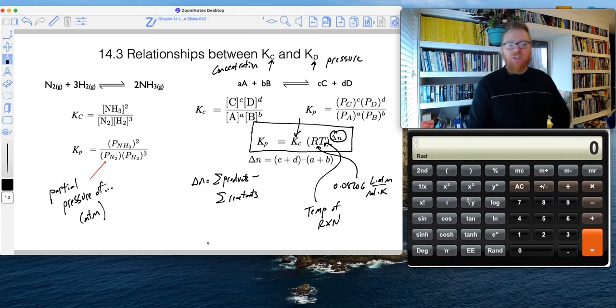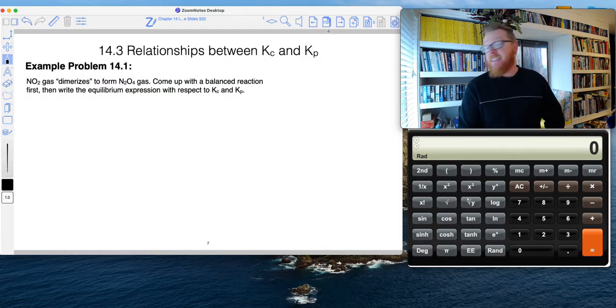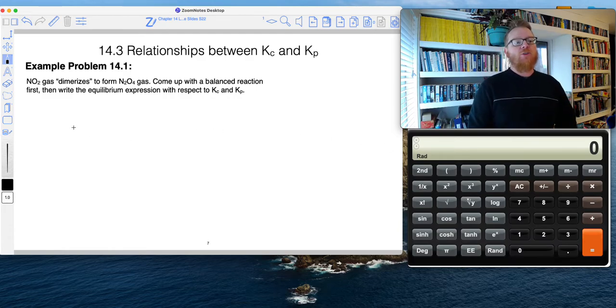So let's do an example of just writing this expression, okay? So NO2 gas dimerizes to form N2O4 gas. Come up with a balanced reaction first, then write the equilibrium expression with respect to Kc and Kp. Okay, so what does that mean to dimerize? So I always like to challenge you guys with using some actual chemistry lingo.